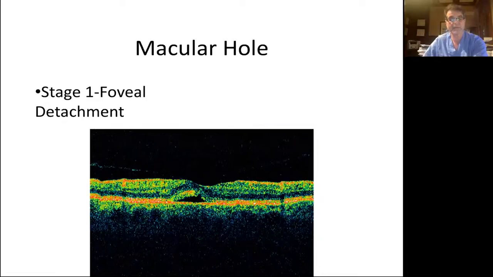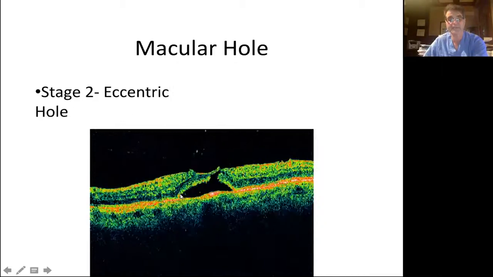Stage 1 macular hole involves a foveal detachment, shown here. We can see on this OCT some vitreomacular traction. Here's the posterior hyaloid attaching at the fovea and coming up here, causing some anterior posterior traction, resulting in a foveal detachment. Again, stage 1.